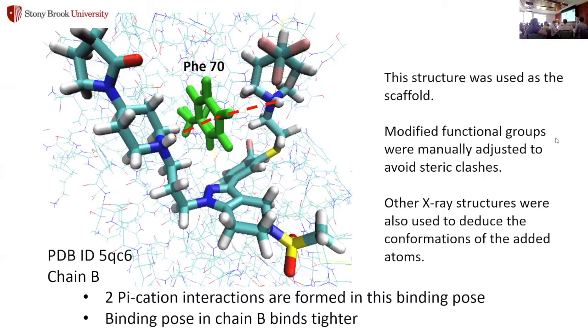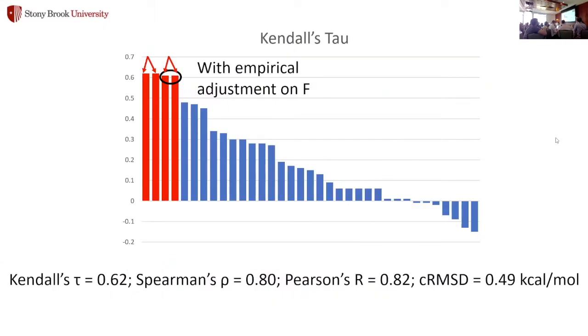So in chain B, overall, we will have 2 pi cation interactions forming between these 2 charge carrying protons and this phenylalanine. That's why chain B has a tighter bond to the protein than chain A. I just want to explain why we have 4 of these. These 2 are exactly the same, but submitted under different names. These are as well under different names because tri-9 has a different affiliation.